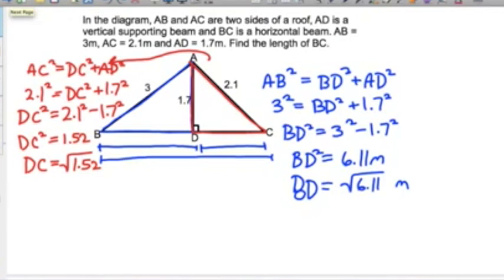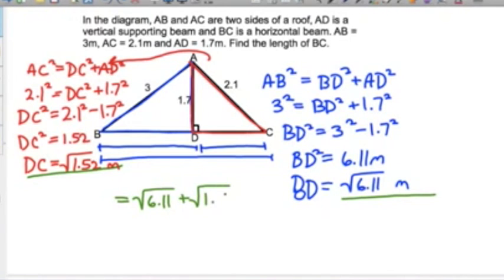Now I'm going to go ahead and combine my square root of 6.11 and my square root of 1.52 meters to get my final answer. So that's going to be the square root of 6.11 plus the square root of 1.52. With a little calculator magic, I'm going to round my answer to 3 significant figures, and that's going to get me 3.70 meters. So the length of BC is 3.7 meters.